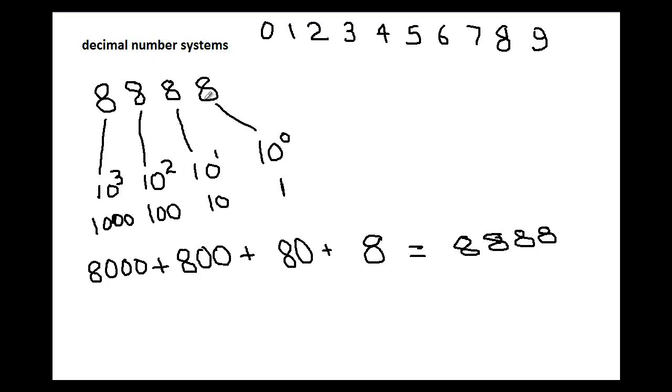I repeat, all the numbers here are 8, 8, 8, 8, but this number has the actual value of 8, but this 8 doesn't have the actual value of 8, it has the actual value of 80 because it is second place to the right. So this digit, this symbol is also 8, but the actual meaning of this digit is 800, that is 8 multiplied by 100, and the actual meaning of this 8 is 8000. So all are 8s, but based on the position they take different values. So this is our decimal number system.